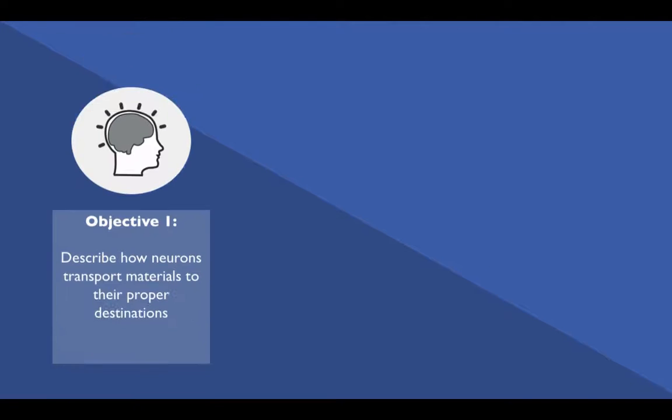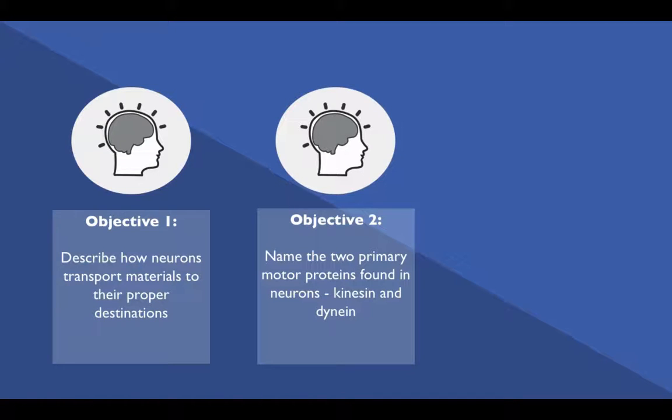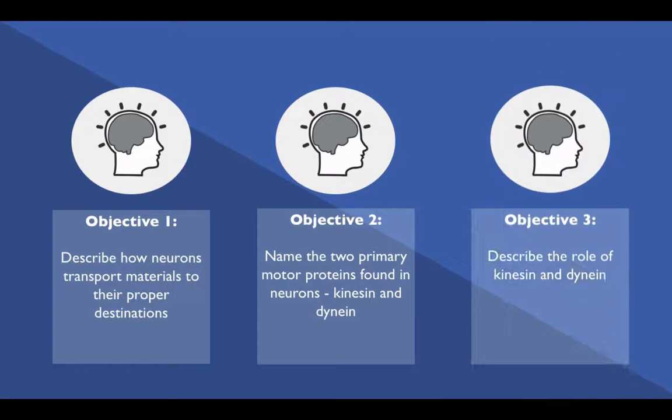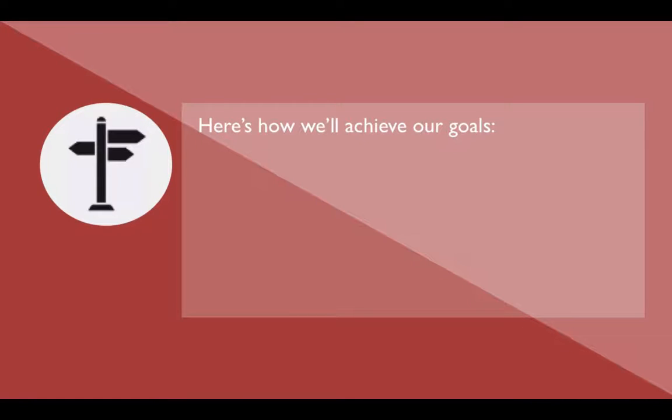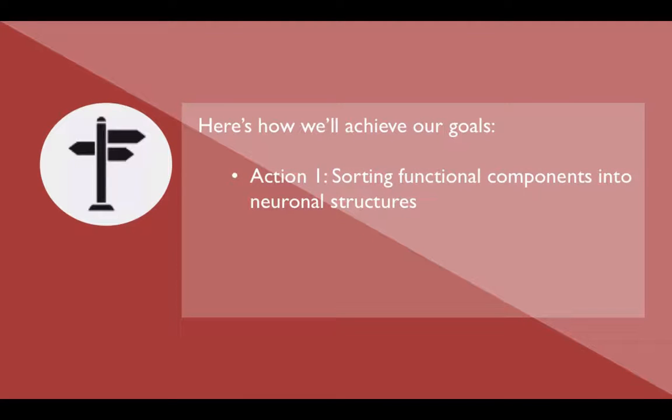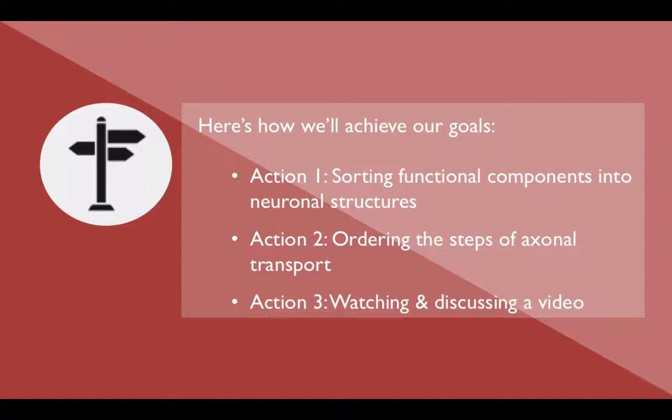At the end of this lesson, students should be able to describe how neurons transport materials to their proper destinations, name the two primary motor proteins found in neurons, kinesin and dynein, and describe the role of kinesin and dynein. We'll achieve these goals by sorting functional components into neuronal structures, ordering the steps of axonal transport, and watching and discussing a video.